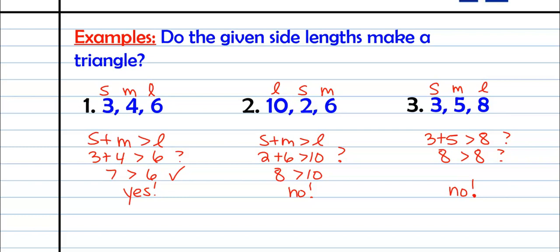They have to be bigger. So if it was like 8.05, greater than 8, yeah, sure, that works. But if they are exactly the same, like they are in that case, we're not dealing with a triangle.